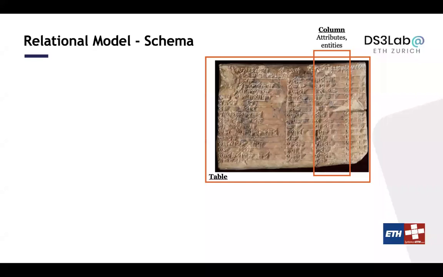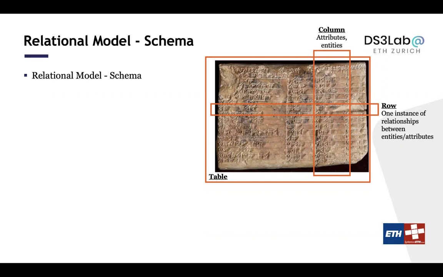Why do we call them? So the property of the column is every single value in the same column should have the same type, okay? And then you have a whole bunch of rows, right? So each row is intuitively corresponding to one instance of relationships between different entities, okay?